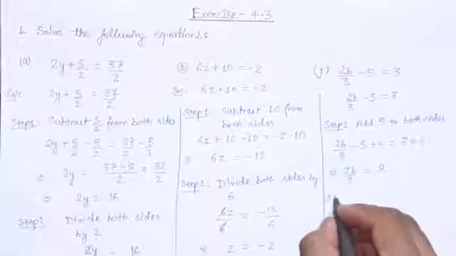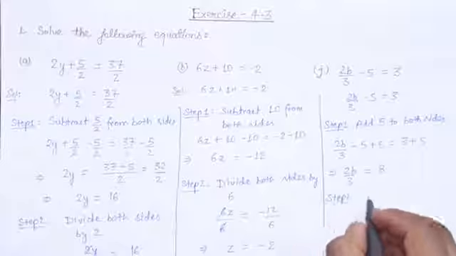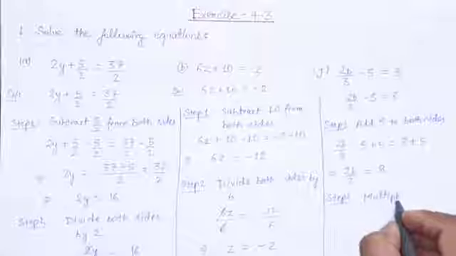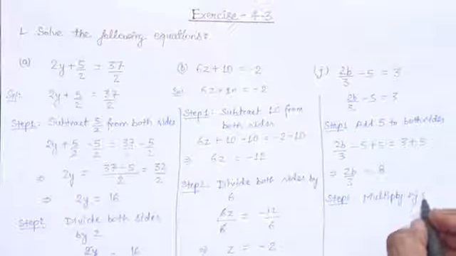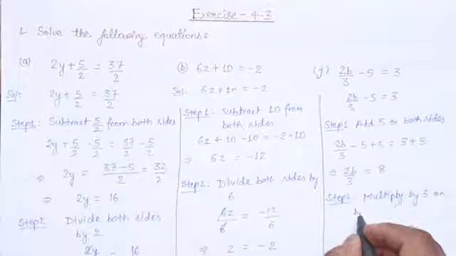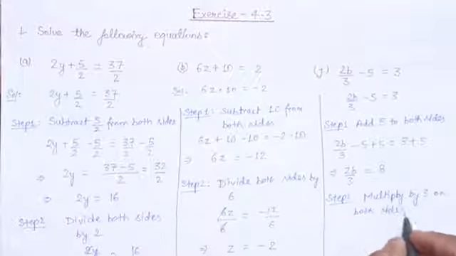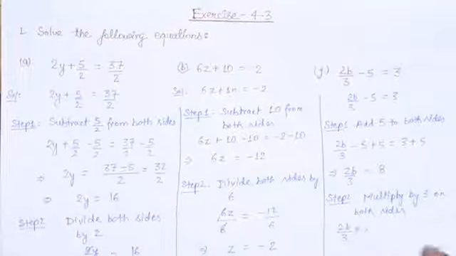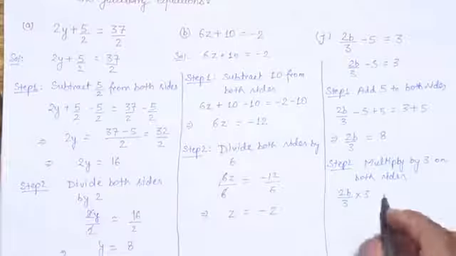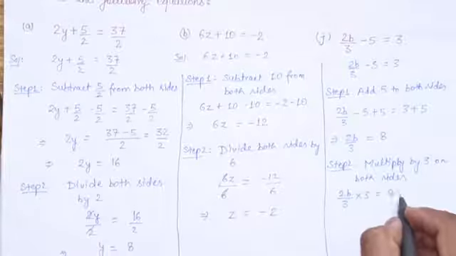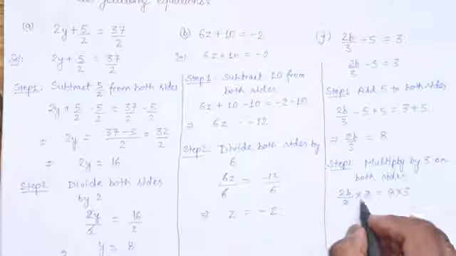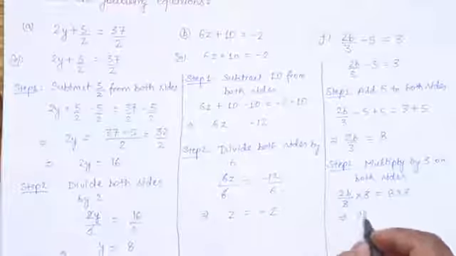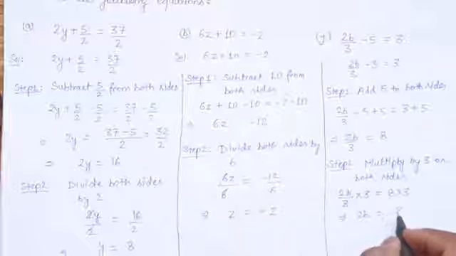Now what is our step 2? In step 2, multiply by 3 on both sides. So what we can write, 2b by 3 into 3 equals to 8 into 3. So here 3 and 3 are cancelled out, and what we have, 2b equals to 8 into 3, that is 24.